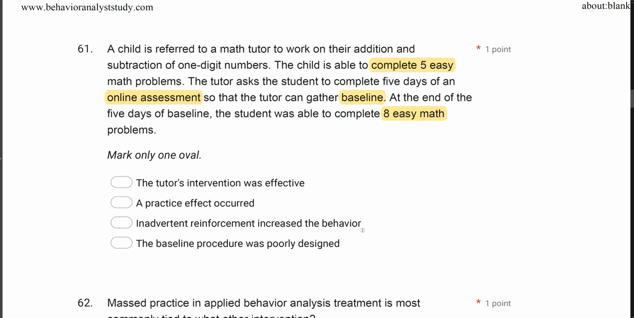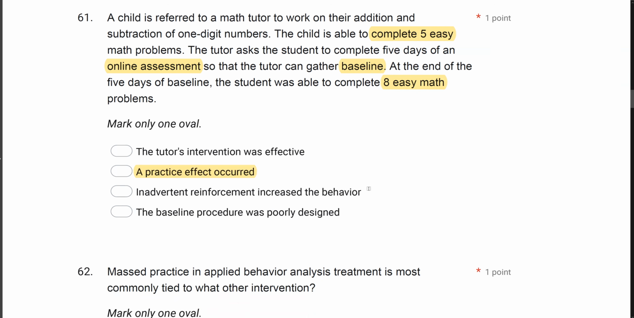C, inadvertent reinforcement increased the behavior. There doesn't seem to be any inadvertent reinforcement. We're not sure why the behavior increased or what's maintaining that. All we know is prior to baseline attempts, they did 5. After baseline attempts, they were doing 8. And then D, the baseline procedure was poorly designed. It might not have been, right? There's nothing indicating it was a poor baseline design. We just know in skills like math, which are hard to, 1, reverse, and 2, can be learned quickly through sometimes repetition, that if you're giving them attempts in baseline, it's not uncommon for that baseline to increase. So what most likely occurred was a simple practice effect.